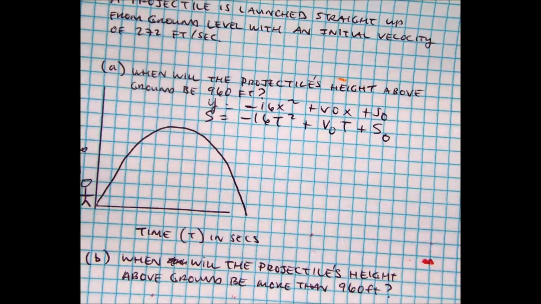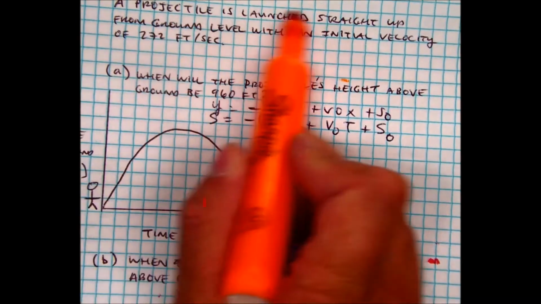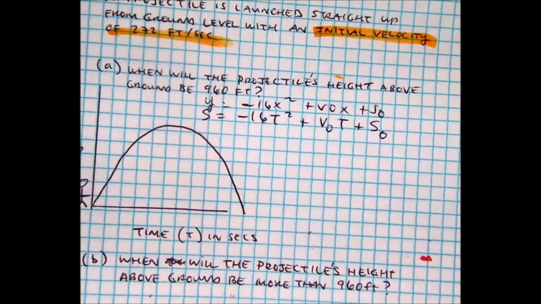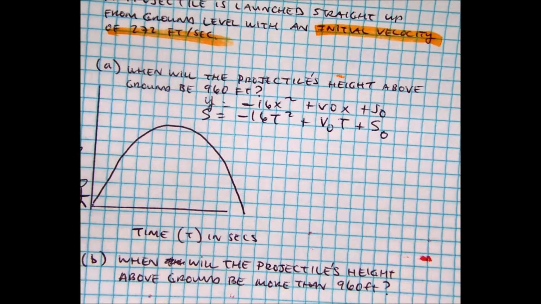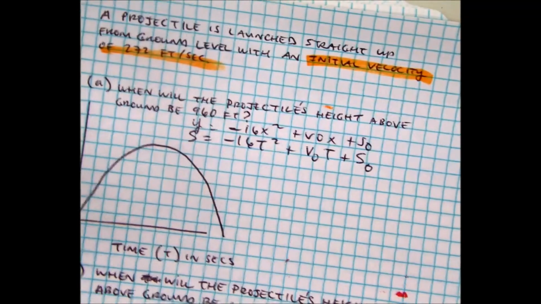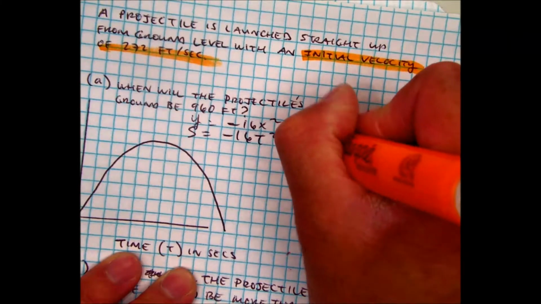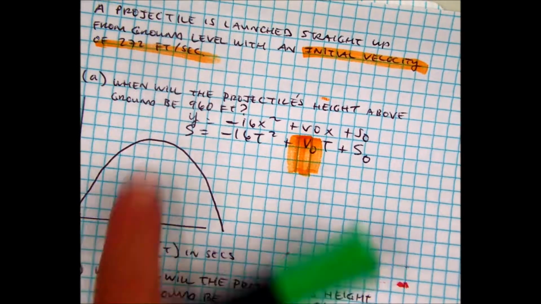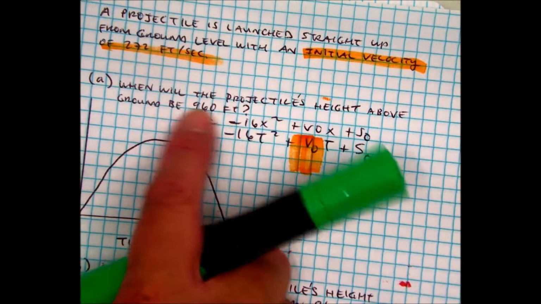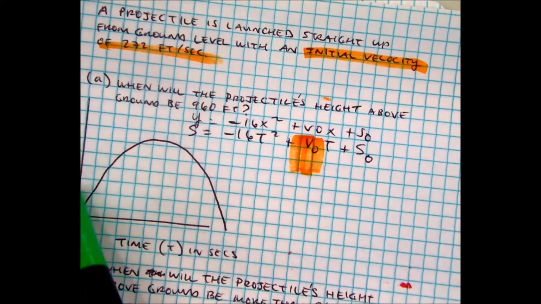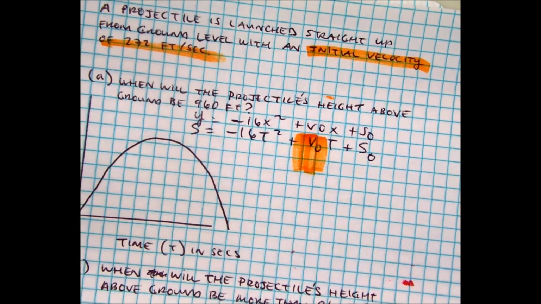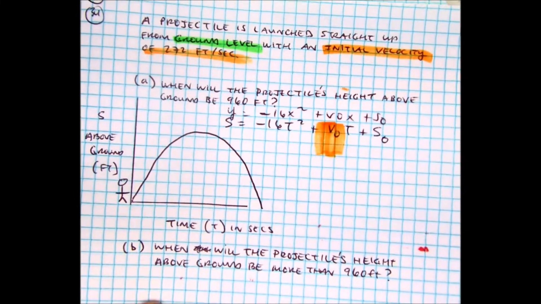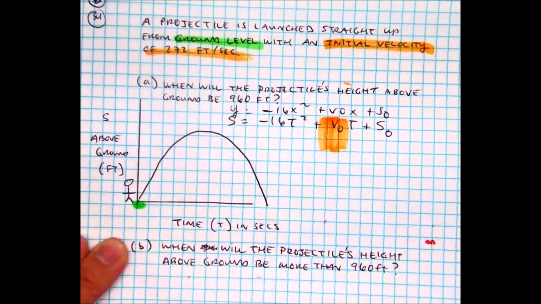So we're going to do some highlighting here. A projectile is launched straight up from the ground with an initial velocity of 272 feet per second. Class, which variable is initial velocity? That'll be our v. When will the projectile's height above the ground be 960 feet? So my son might kick that purse from the ground. So that is actually your starting point here, right?